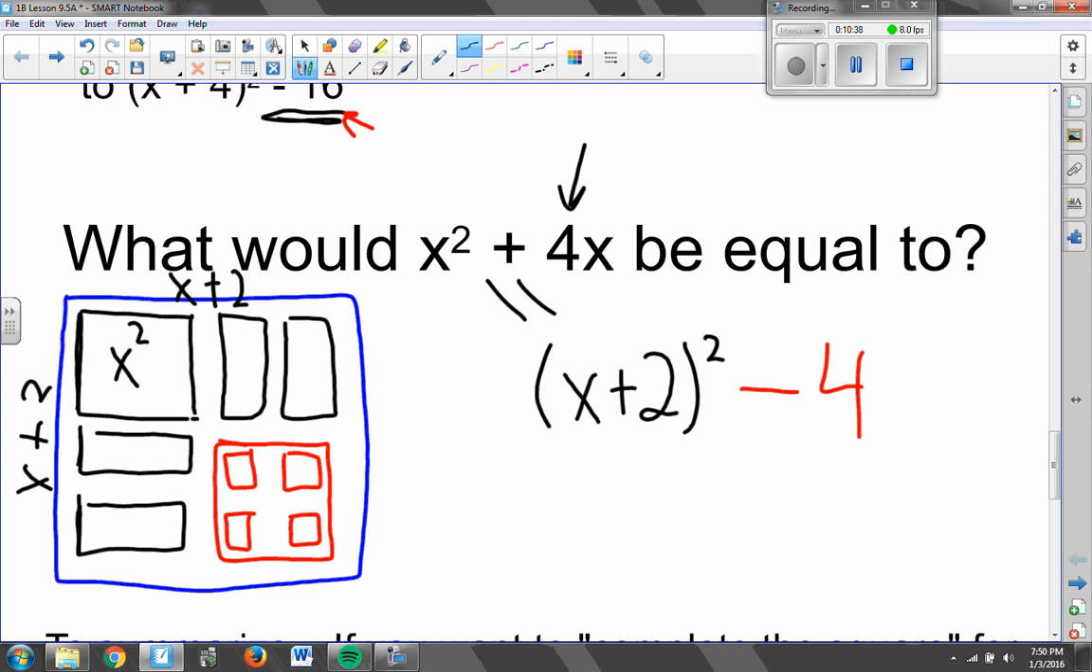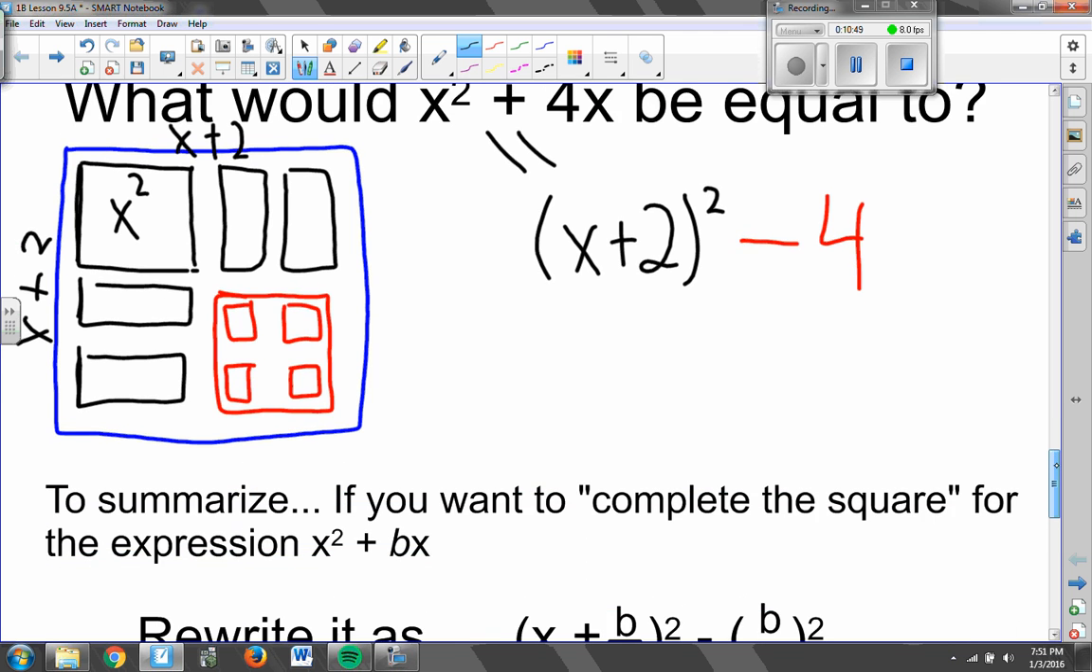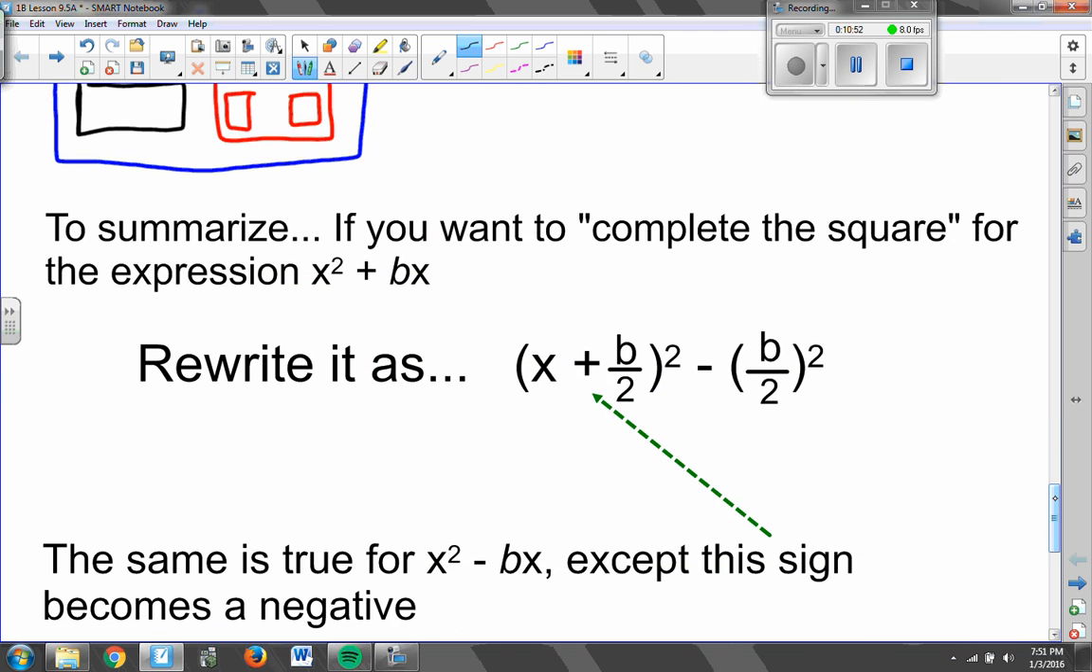Okay, now, as I said before, I suggest you use the pictures. Draw yourself some tiles, use your pictures, but if you really don't like the picture idea, here's algebraically what this means. Okay? If you want to, quote-unquote, complete the square for the expression x squared plus bx, which just means x squared plus some number x, 4x, 8x, 10x, 12x, whatever it is, you can rewrite that as x plus, and then here's a b divided by 2.